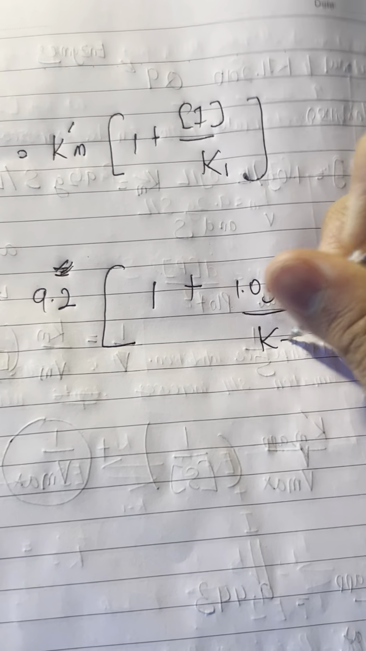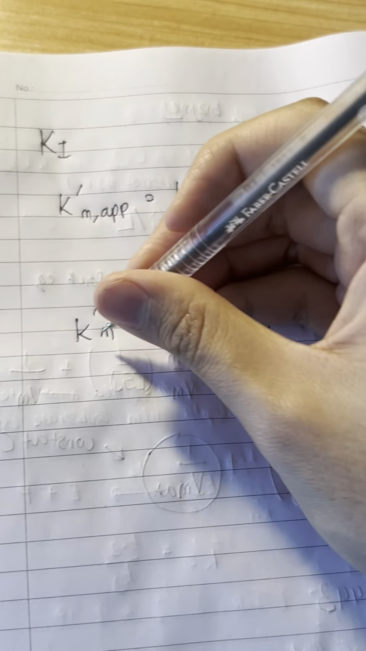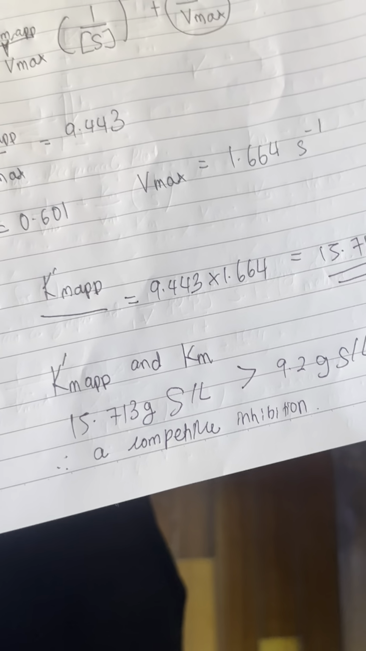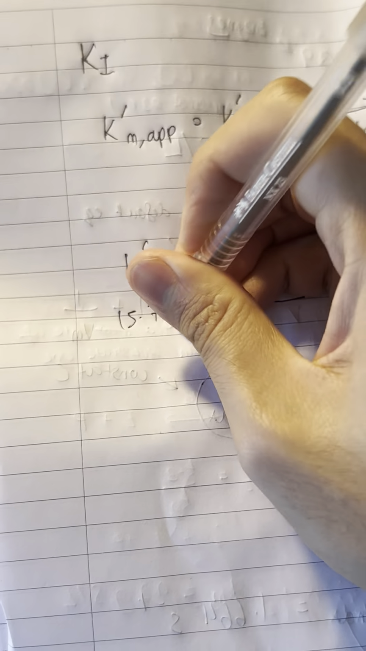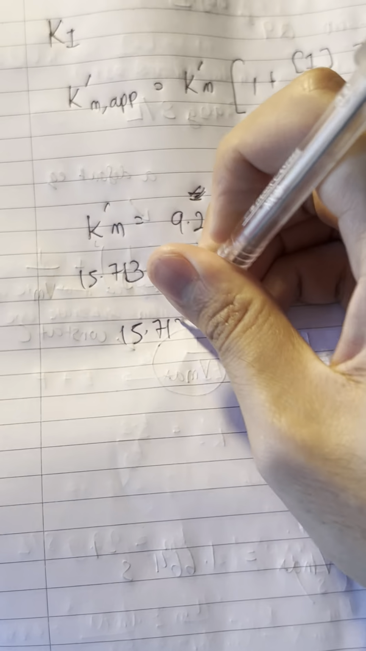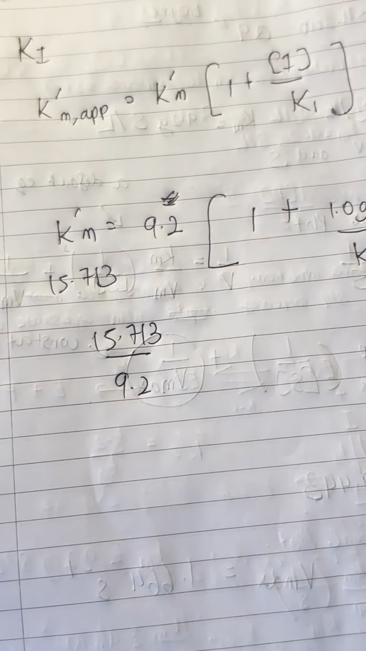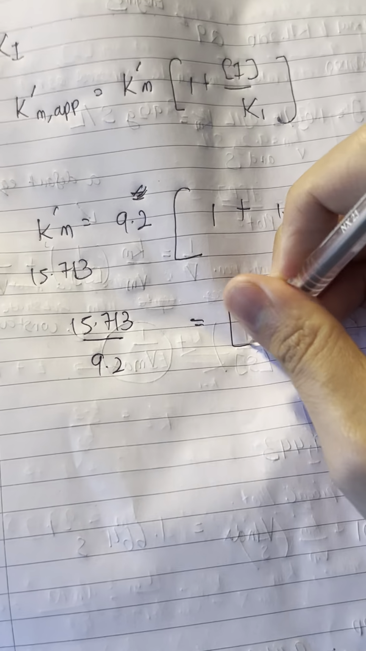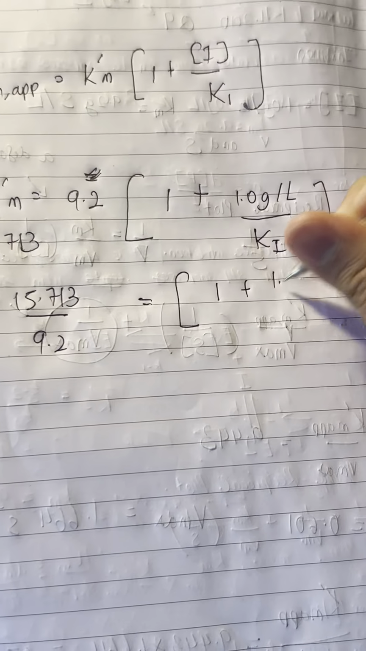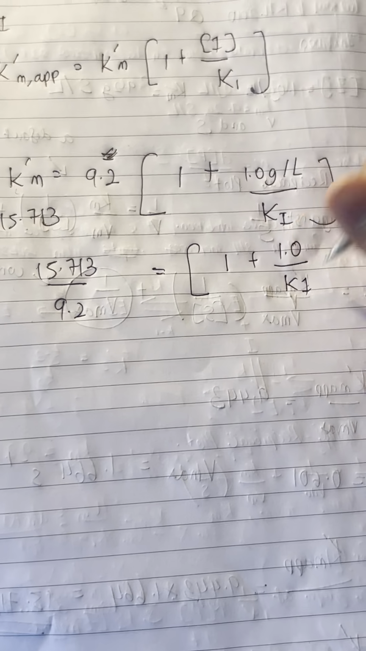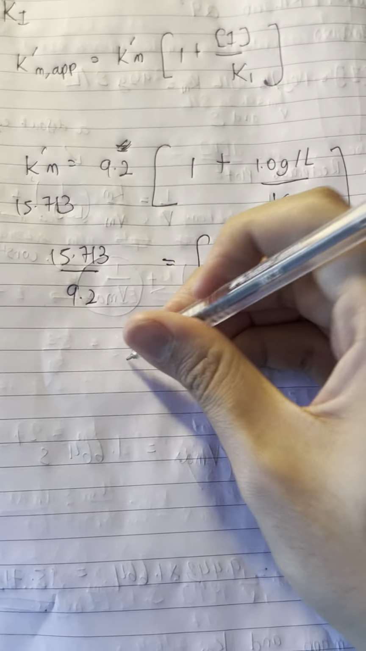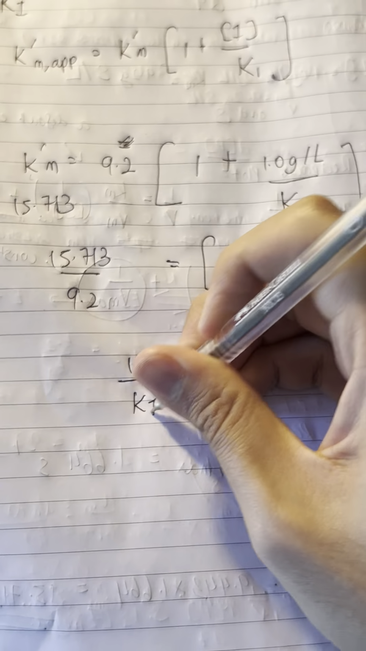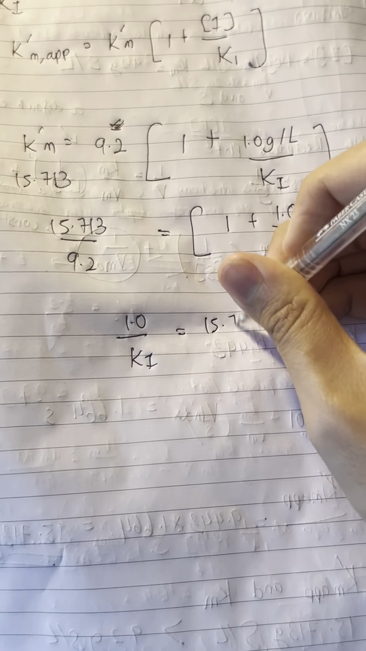Ki is something that we do not know for sure, and K prime M is from the previous question, which is 15.713. Okay, 15.713 over 9.2. Sorry, it's a little bit messy. It equals 1 plus 1 over Ki. And then you can just put 1 over Ki. You need to know how to manipulate properly. Alright.